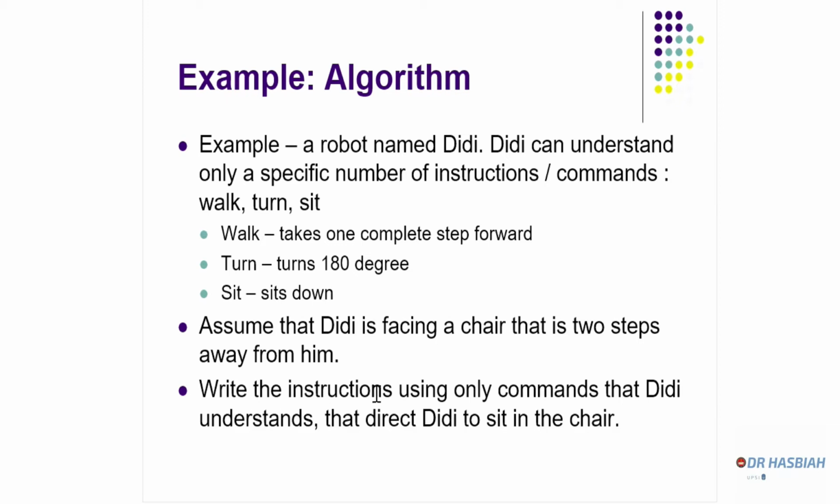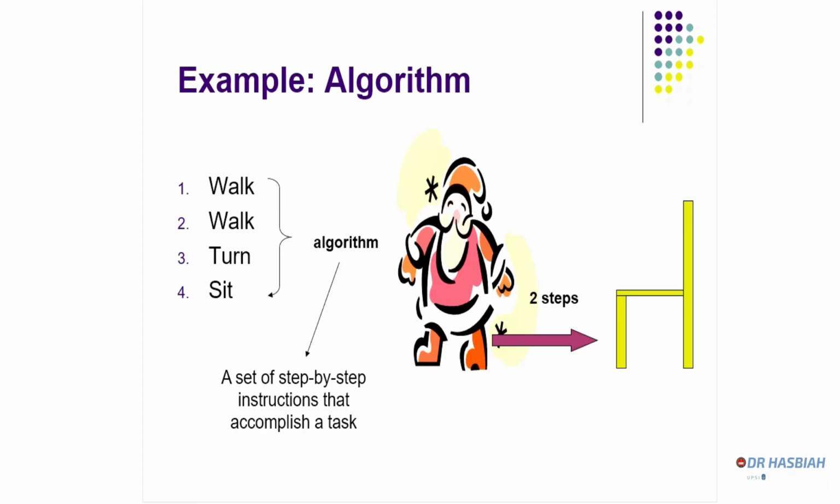We have to write the instruction using only commands that Didi understands, that direct Didi to sit in the chair. You want to ask Didi to sit in the chair, but Didi now is 2 steps away from the chair. If you see here, this is the chair, and Didi is 2 steps away from it. Now we want Didi to sit on the chair. So what are the instructions that you have to give Didi to make sure Didi will sit on the chair?